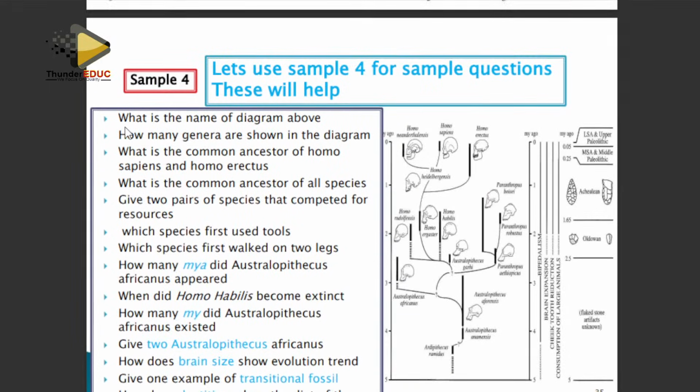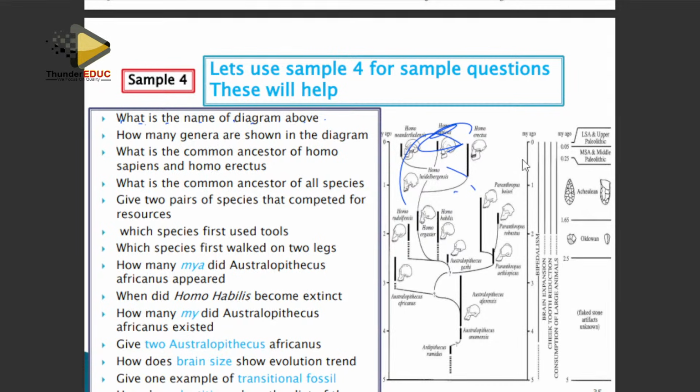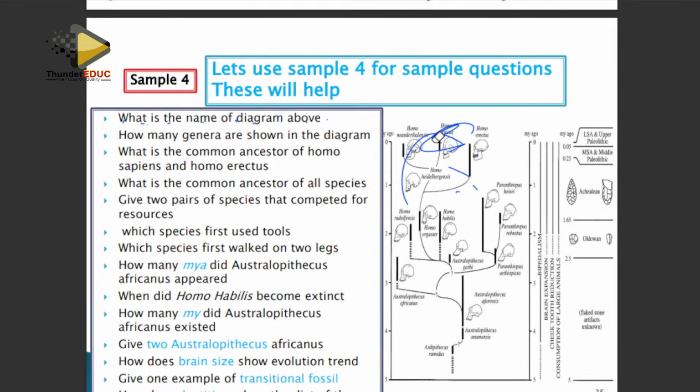They're asking, what is the name of the diagram shown? This diagram, we call it what? We call it a pedigree diagram. Okay, that is point number 1.